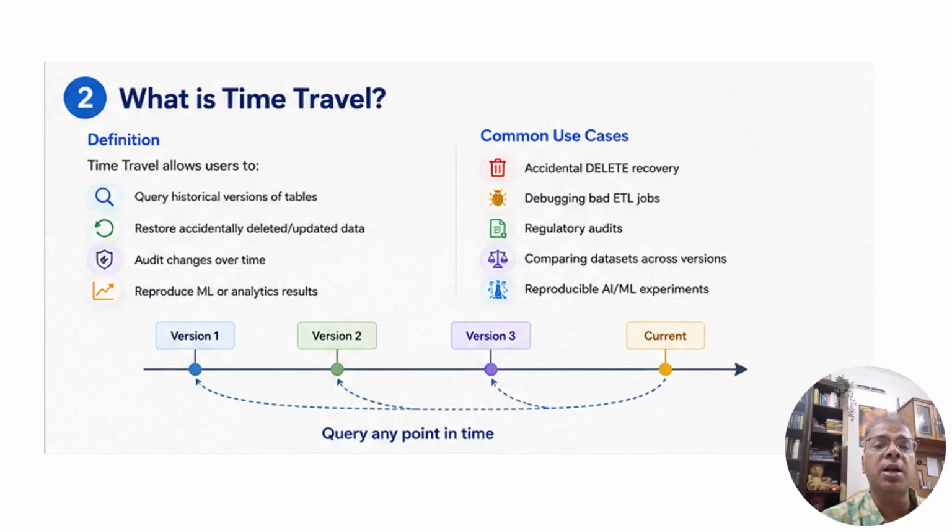You can think of it like Git version control, but for data tables. The timeline at the bottom represents how data evolves across multiple versions, while time travel allows us to query any historical point. Version 1, version 2, version 3, and current. So you can see that we can query at any point in time. Let's move on.